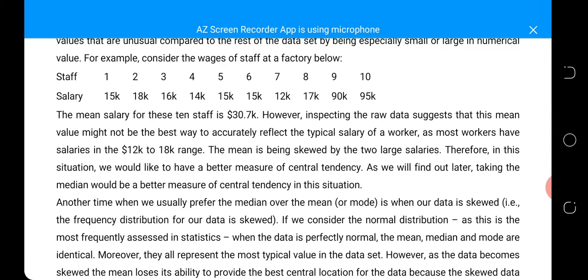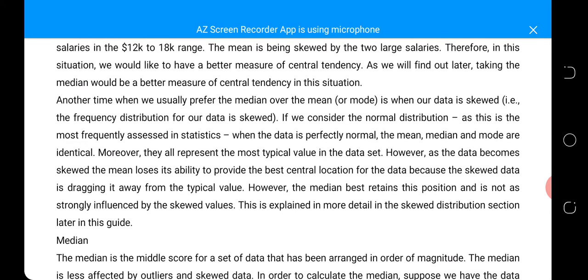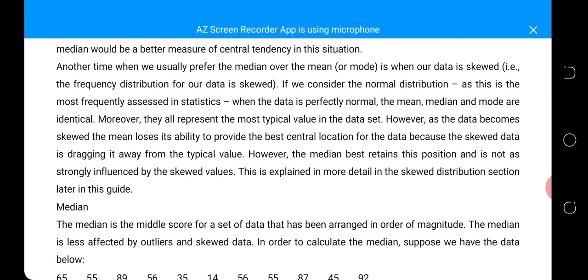Therefore, in this situation, we would like to have a better measure of central tendency. As we find out later, taking the median will be a better measure of central tendency in this situation. Another time when we usually prefer the median over the mean or mode is when our data is skewed. That is, the frequency distribution for our data is skewed.